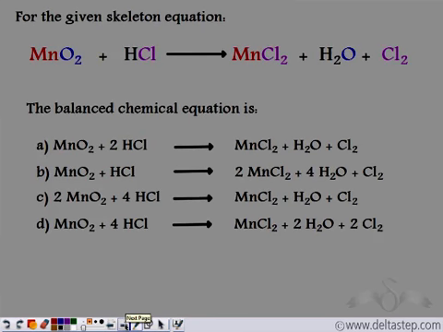Let's take another example here. We have a given equation MnO2 plus HCl gives MnCl2 plus water plus chlorine. So which out of these 4 is the balanced chemical equation for the given skeleton equation? Let's try to balance this equation.